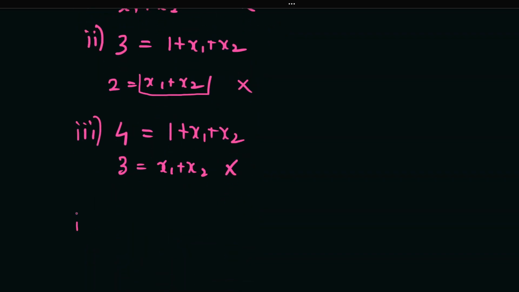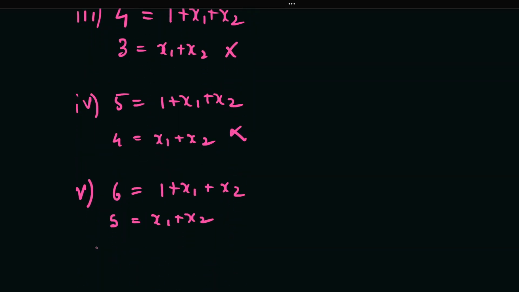Now for 5, let's check. 5 is equal to 1 plus x1 plus x2. So it will be 4 is equal to x1 plus x2. Is it possible? Still no. Now let's go to 6. 6 is equal to 1 plus x1 plus x2. 5 is equal to x1 plus x2. Correct? So is it possible in this case?